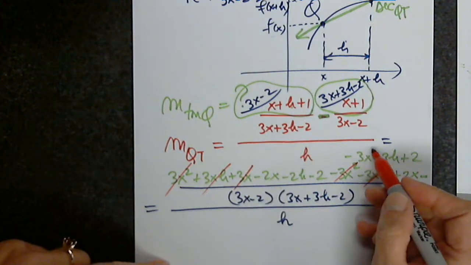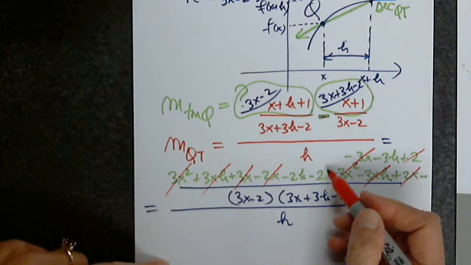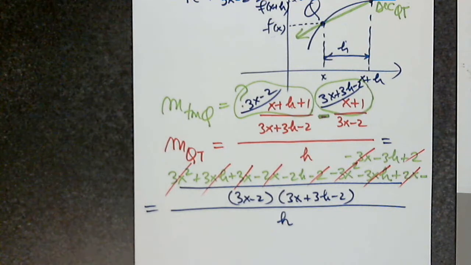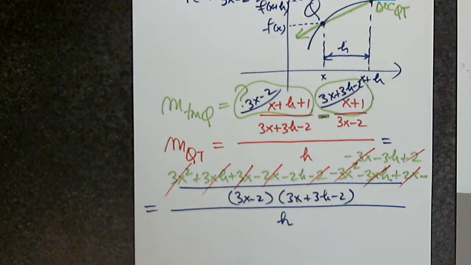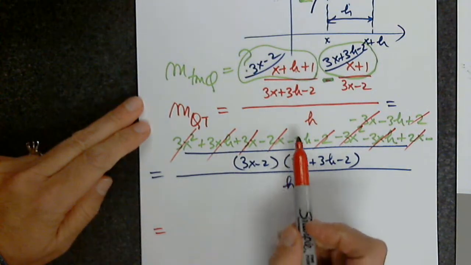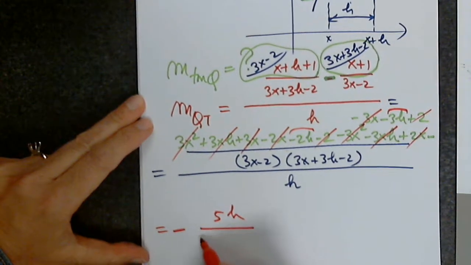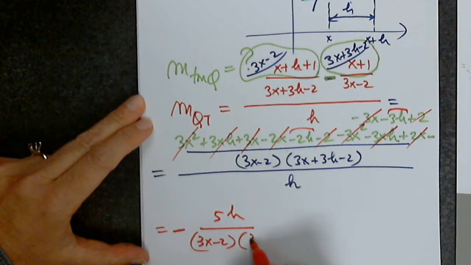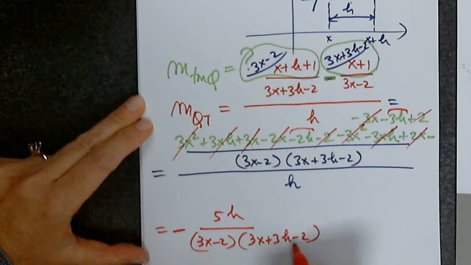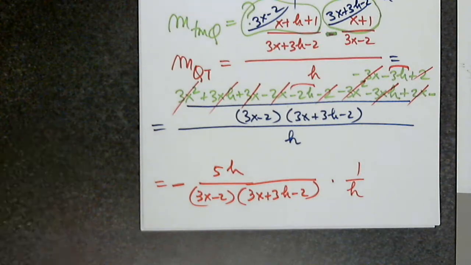The positive 3x with a negative 3x, the negative 2x with a positive 2x, the positive 2 with a negative 2. So all terms without h went away, and some of the terms with h went away. Okay, so then what is left at the top? Negative 5h, divided by 3x minus 2, 3x plus 3h minus 2, and multiplied by 1 over h. What will happen next?